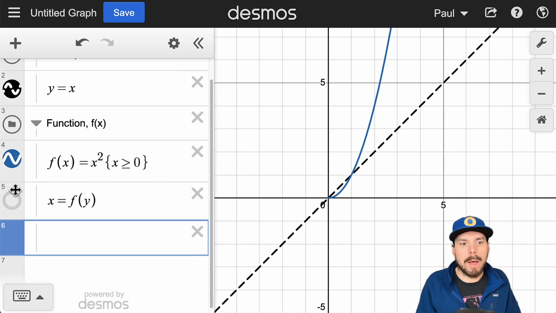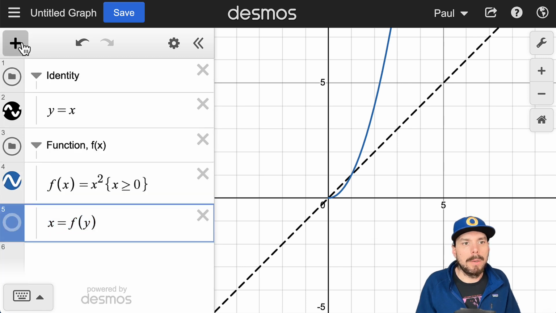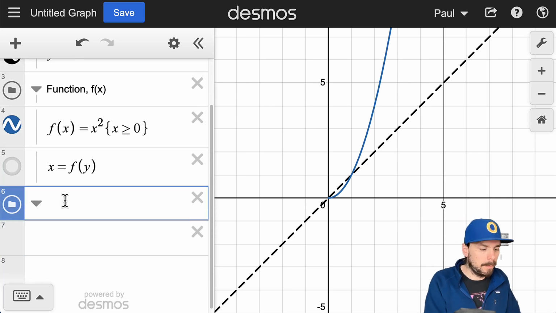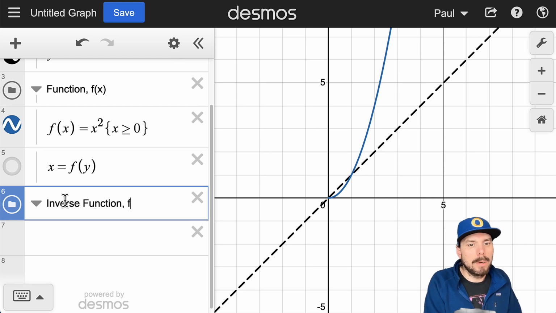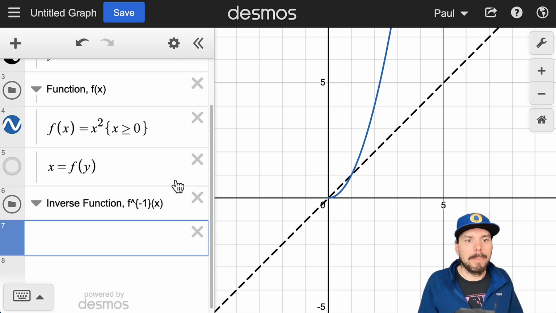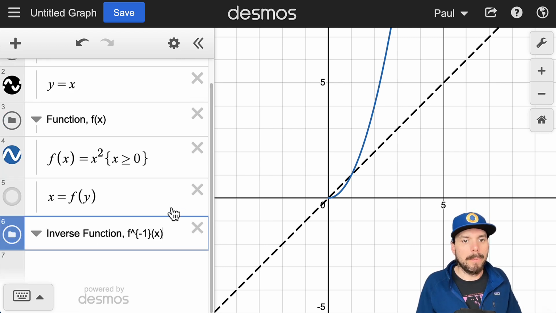So I actually can now hide that, and that x equals f of y is sort of just a little test that we can do. I'll create a new folder at the bottom for my inverse function. Now the notation here is f to the -1 power. It's kind of hard to type out. What we will oftentimes do is put this in parentheses or braces or something like that to show that negative in the exponent. You don't necessarily need that if that's distracting for you.